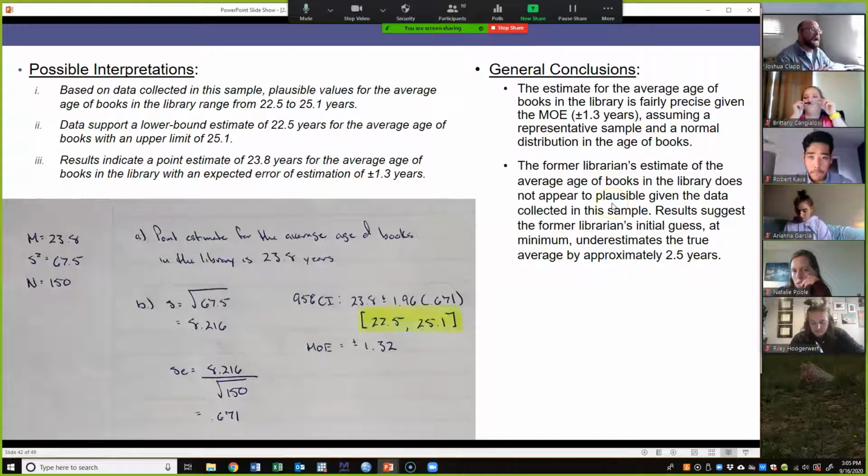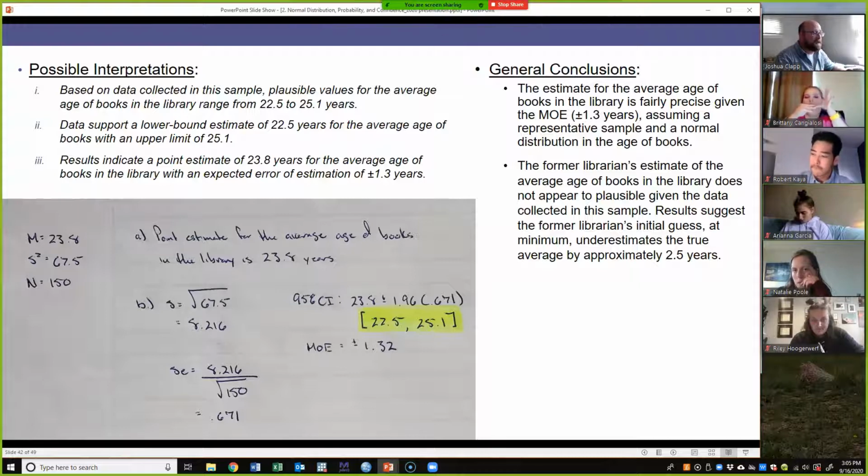We could also conclude that our former librarian's estimate of the average age of books doesn't appear plausible given the data collected in this sample. So 20 has fallen outside of the bounds, right? Is it impossible that the true age of books in the library is 20 years? No, it's not impossible. We may have just randomly collected a weird sample that overestimated the age, but based on the data that we have, we would say that this guess of 20 years is probably not plausible, right?